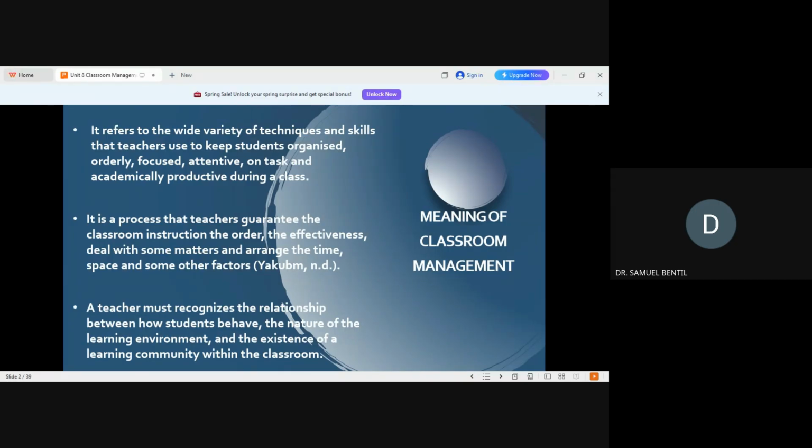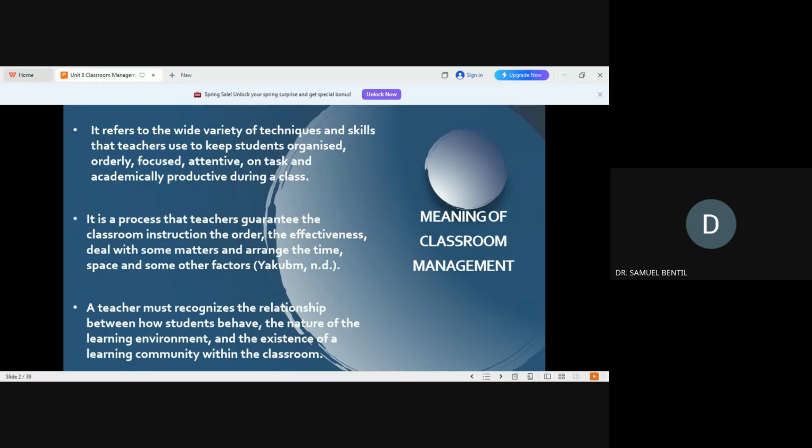Then you can also say that it is a process by which teachers guarantee classroom instruction, order and effectiveness, deal with some matters, and arrange the time, space, and some other factors. And we are saying as a teacher, you must recognize the relationship between how students behave, the nature of the learning environment you find yourself in, and the existence of the learning community within the classroom.